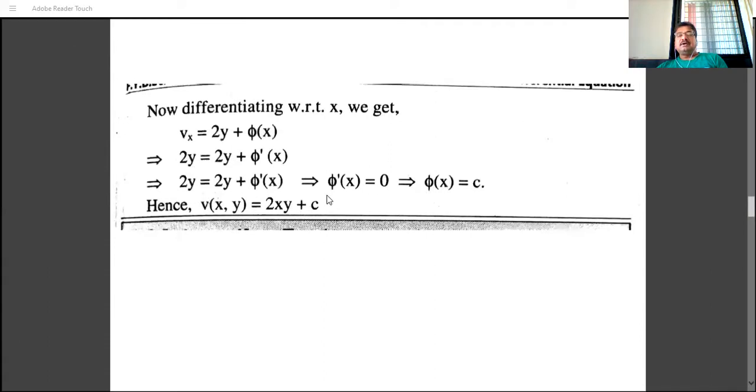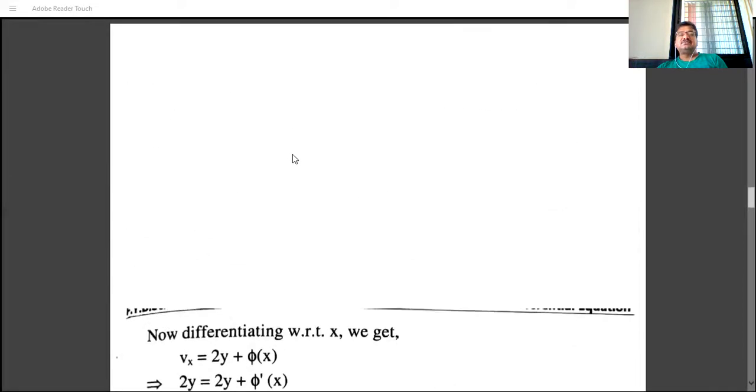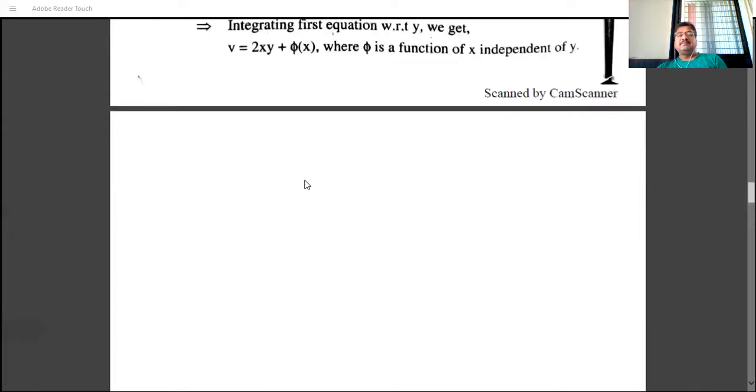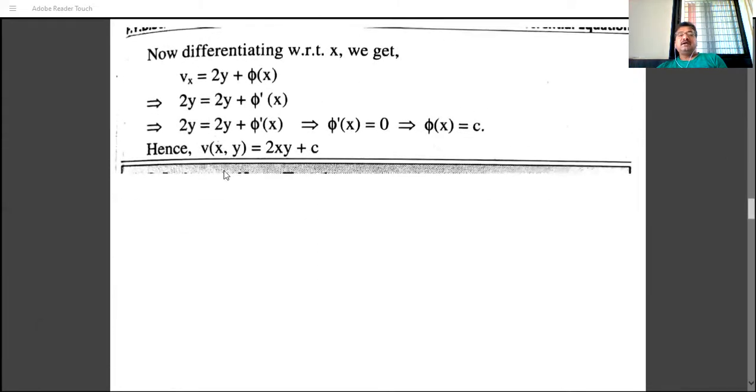And so, integrating both sides with respect to x, the integration of phi dash x is phi x, and the integration of 0 is 0 plus a constant of integration c. Substitute phi x is equal to c at this place. So we have v is equal to 2xy plus c, and this is the harmonic conjugate of u.